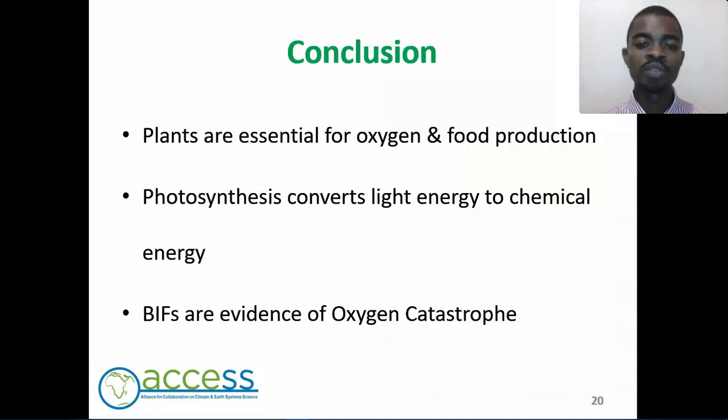So in conclusion, we've learned that plants are essential for the production of oxygen and food. We've learned that photosynthesis converts light energy to chemical energy. Basically, guys, we are eating sunlight. And we've learned that banded iron formations are evidence that there was a time on Earth when there was no oxygen, and then there was oxygen, and this was due to cyanobacteria.